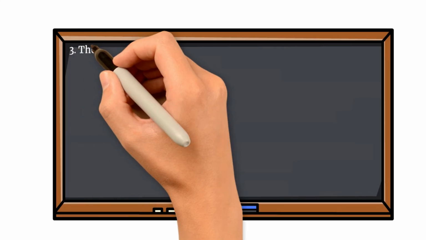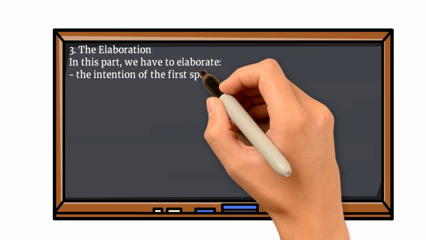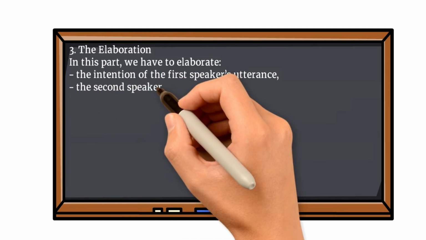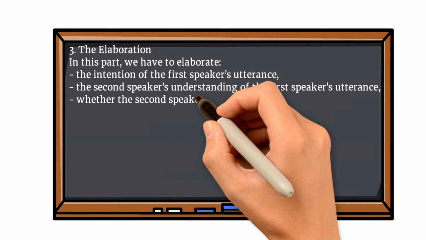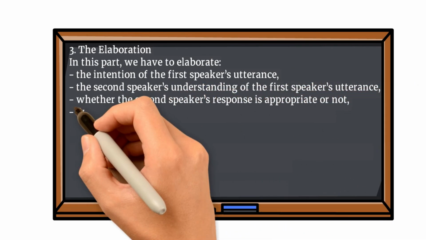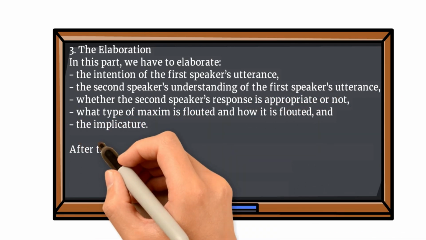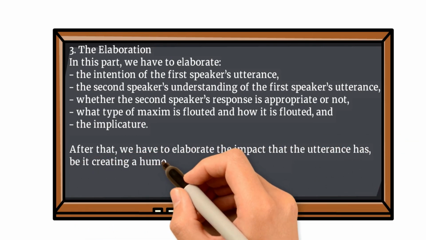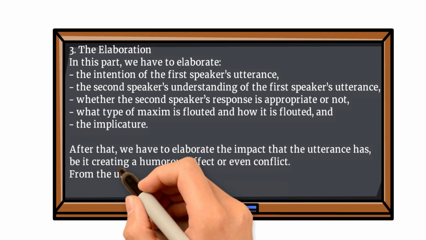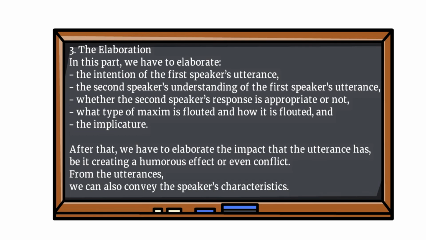Third is the elaboration. In this part, we have to elaborate the intention of the first speaker's utterance, the second speaker's understanding of the first speaker's utterance, whether the second speaker's response is appropriate or not, what type of maxim is flouted and how it is flouted, and the implicature. After that, we have to elaborate the impact that the utterance has, be it creating a humorous effect or even conflict. From the utterances, we can also convey the speaker's characteristics.